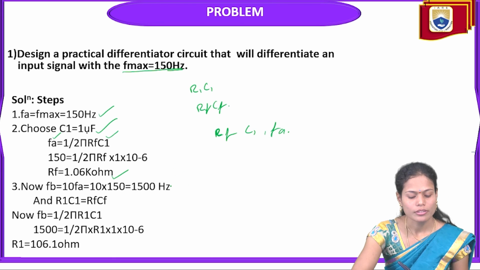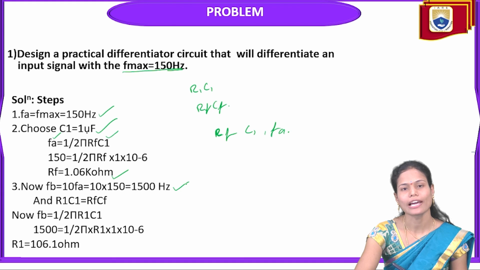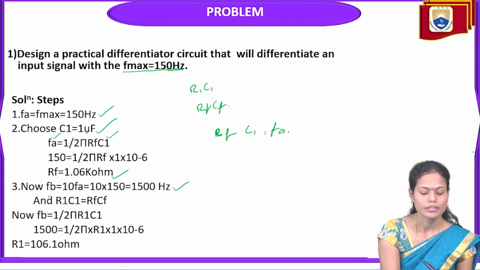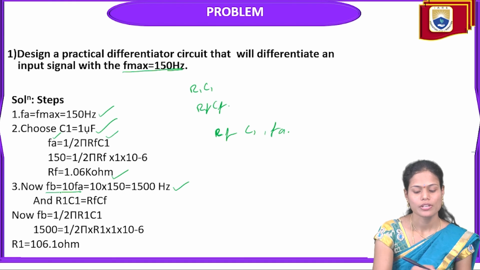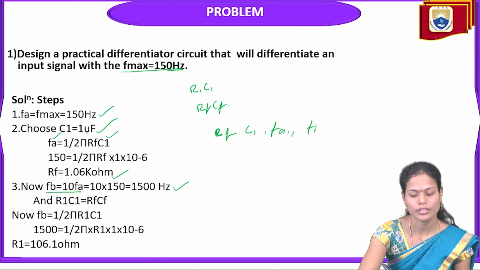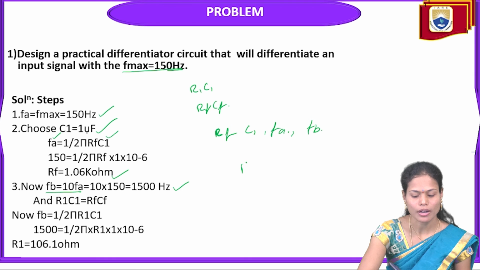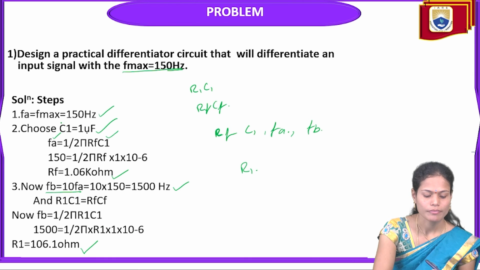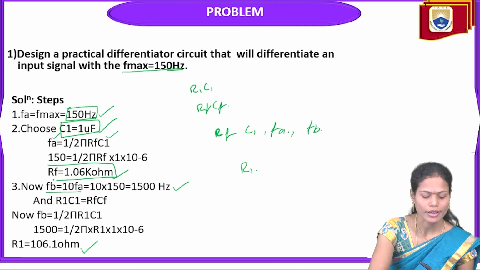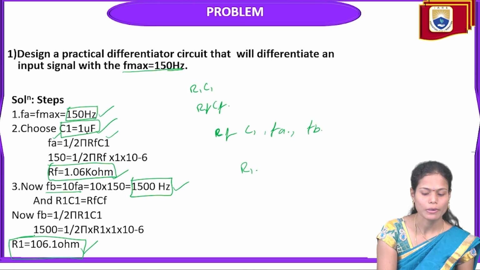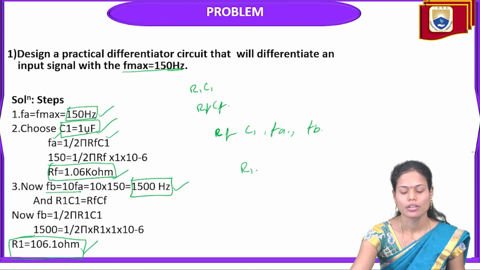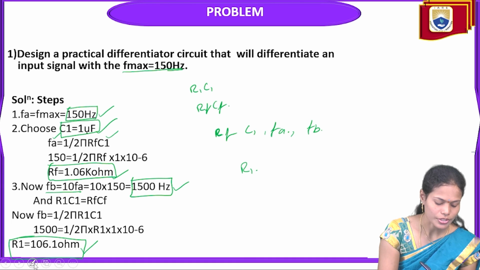So now the third step is FP. We need to calculate the second cutoff frequency FP, that is 10 times the FA value. If we substitute that, we will get the FP value also. And from the FP again we can calculate the R1 value. So now we got all the values here: this is C1, this is the FA value, this is the RF value, this is the FP value and this is the R1 value. So by using all these values, we can design the differentiator circuit.